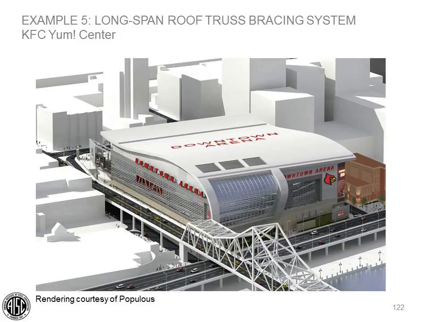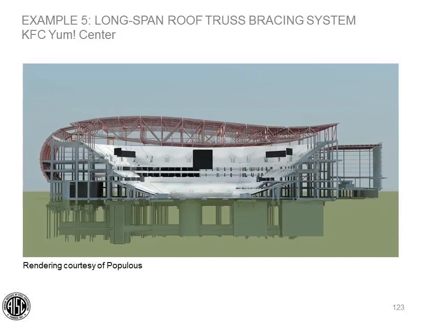This is KFC Yum Center, a 22,000 seat arena in Louisville, Kentucky. We'll use this as an example of applying the direct analysis method to truss bracing. The roof and long span trusses were shaped to resemble a Cardinal's wing for the Louisville Cardinals basketball team. The roof span is a little over 400 feet by 400 feet with 40-foot deep trusses.